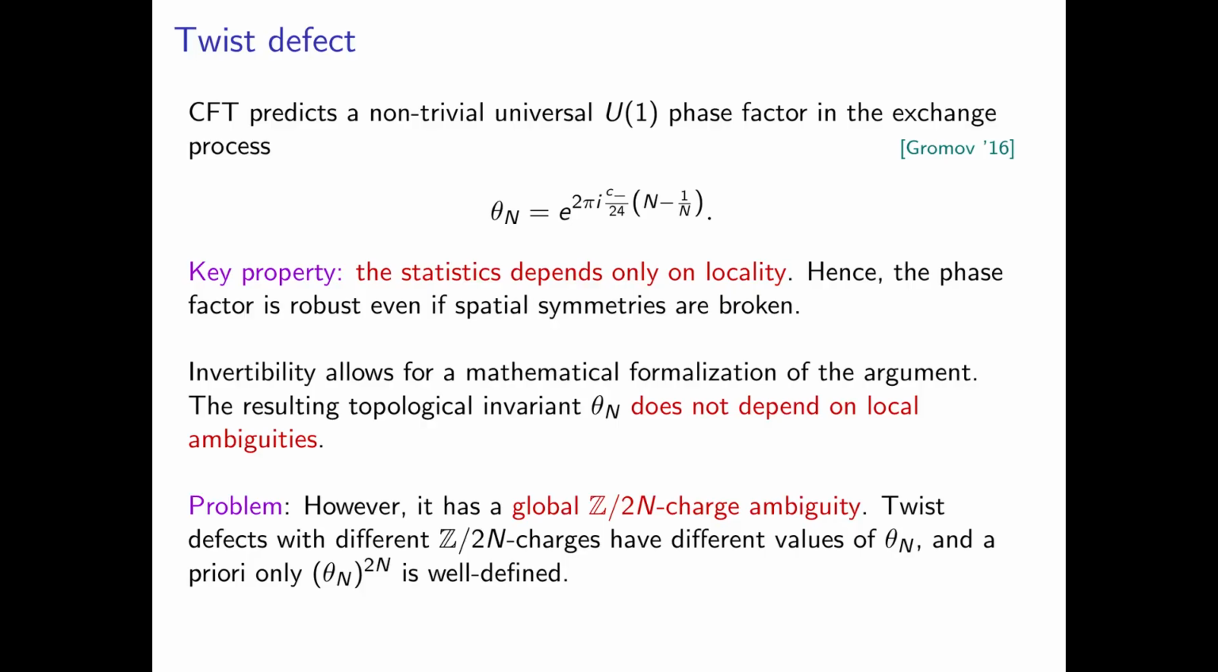However, there is some extra global ambiguity, which is important, and this ambiguity is related to the fact that we can always add some Z mod n charge on top of this twist defect. So these twist defects may have different Z mod n charges, and when we exchange them, the phase that you get depends on this charge, and only theta to the power 2n is a well-defined invariant a priori. So we want to somehow resolve this global ambiguity.